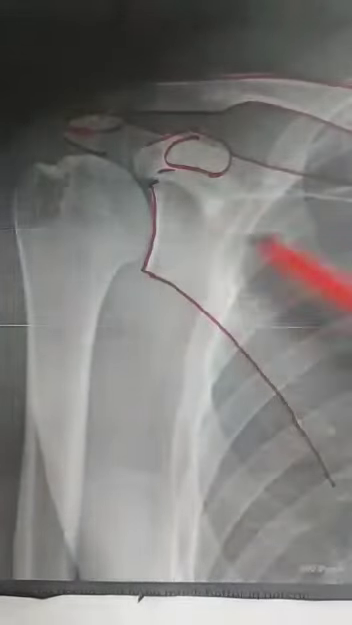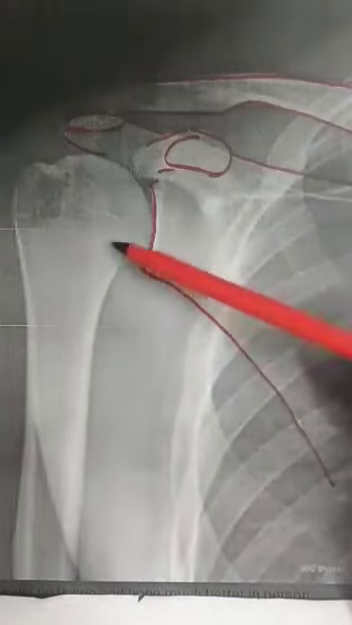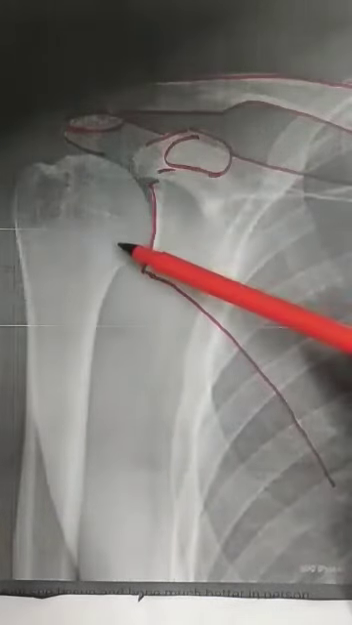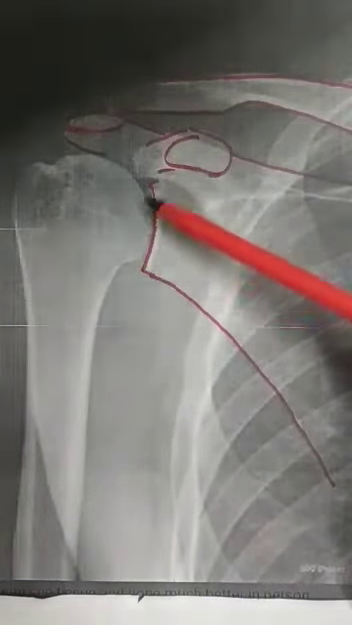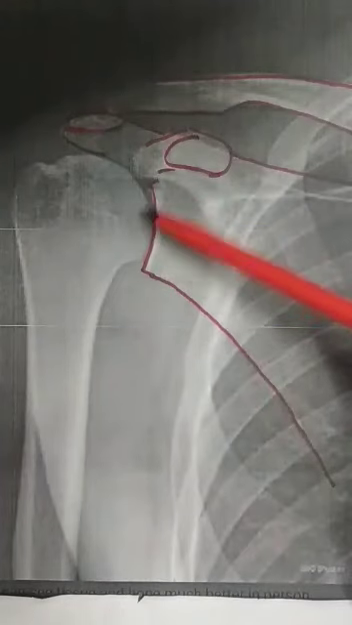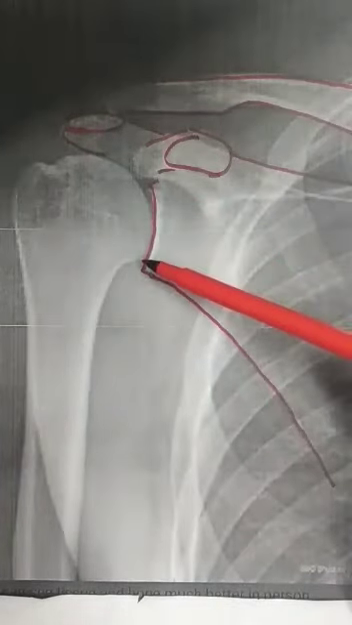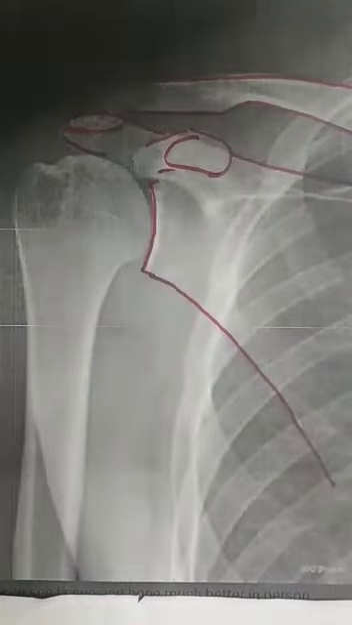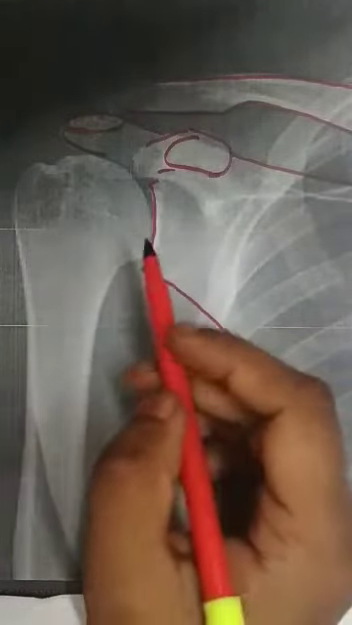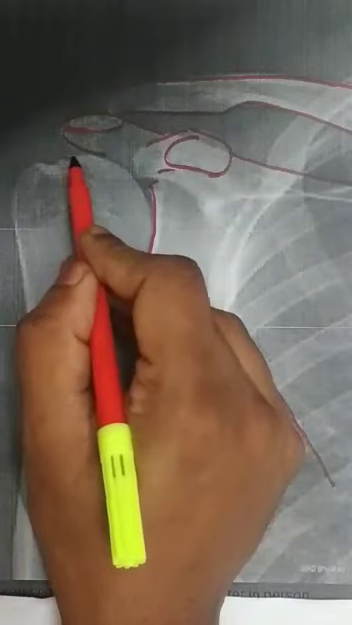This glenoid cavity articulates with the head of the humerus, forming the major part of the shoulder joint. Okay, you can examine it for any dislocation. And finally the proximal humerus, where you mark the anatomical head. So this is the anatomical head.